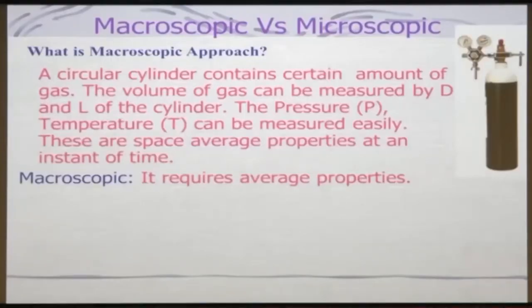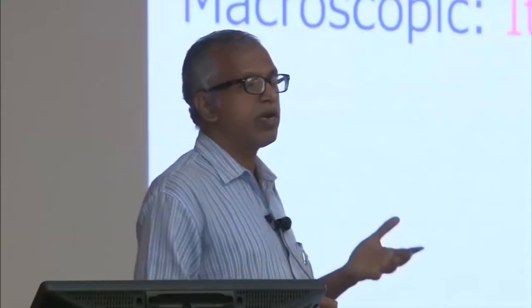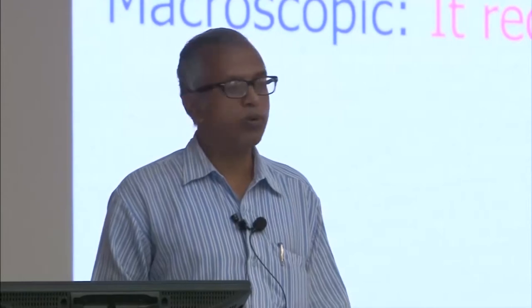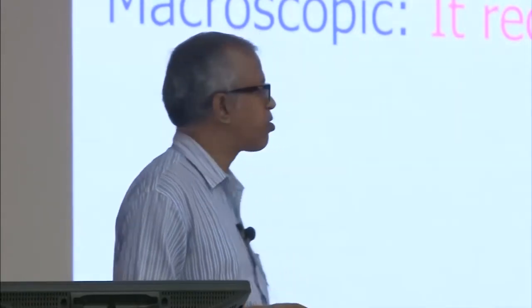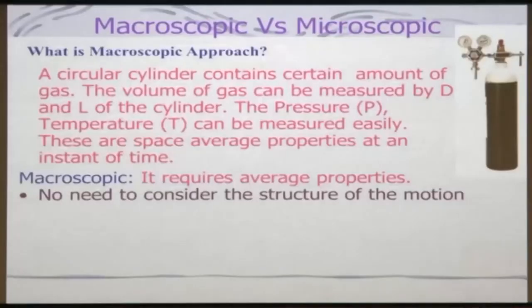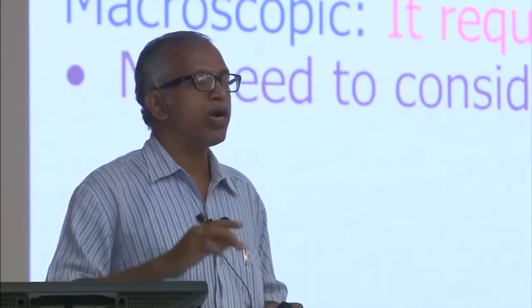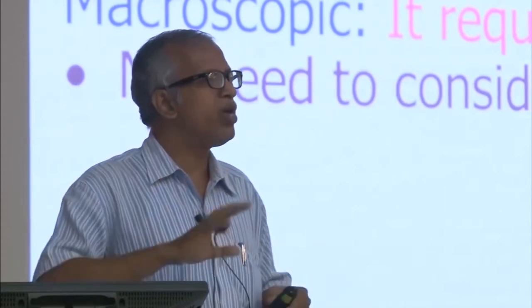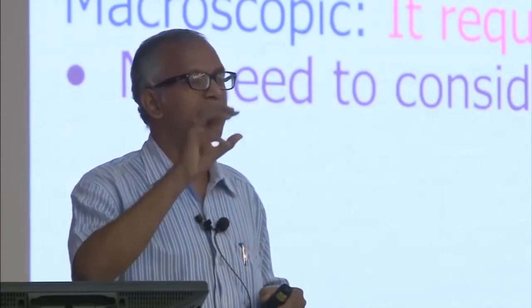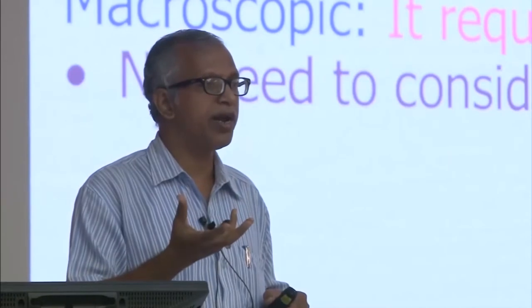Now, why will you be looking at macroscopic properties in this course? We will be mostly dealing with the macroscopic approach to analyze the problems, because that will be easier, and there is no need to consider the structure of motion. There will be molecules, and what is the structure, whether it is monomolecular, dimolecular or trimolecular, whether it is interacting, and what is the extent of molecular activity? We are not bothered. We are bothered with the gross effect. What is the effect, right?